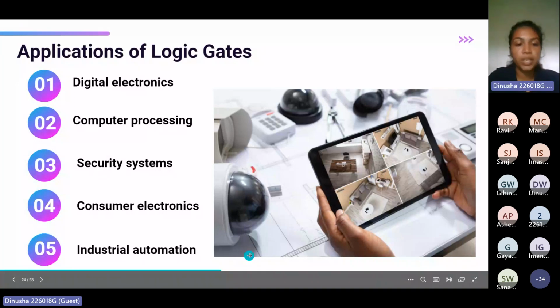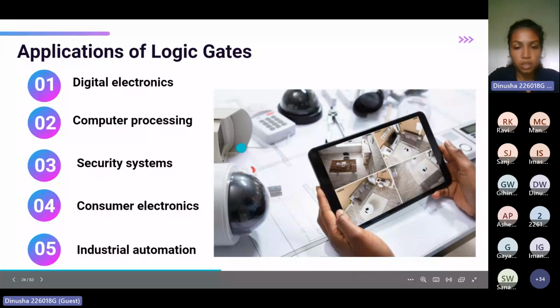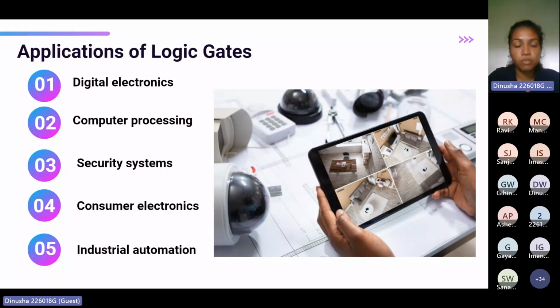And also we can use logic gates in security systems, like we can make sensors by logic gates, and we can make access controls by logic gates. Otherwise, we can use logic gates in consumer electronics and industrial automation. Now, Keshini will explain what digital circuits are and what their uses are.